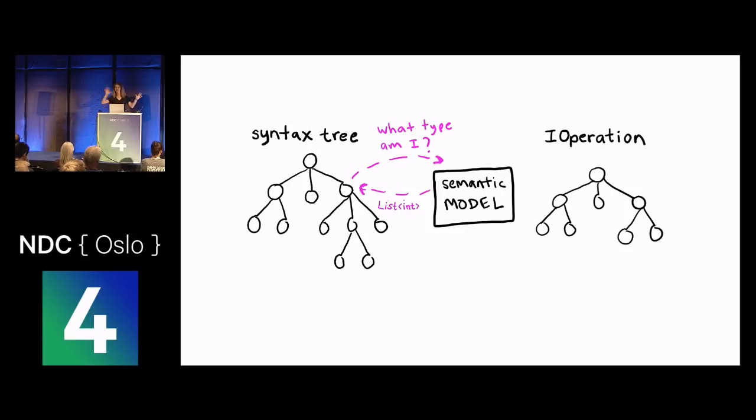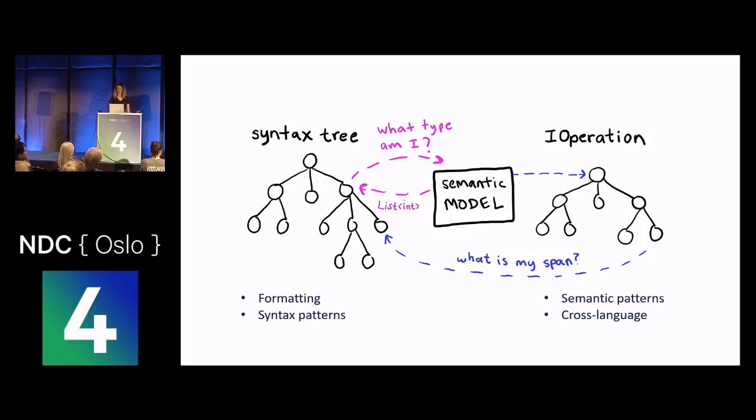How IOperation works in this entire model that we have set up is you get your operation from your Semantic Model, and then from your IOperation tree, if you need more nitty-gritty information, you can go back and ask questions to your syntax tree to get information like, what is my span or my location in this document? And then here are the reasons why you would use the different APIs. If you care about formatting or syntax patterns, you would use your syntax tree API. If you only care about semantic patterns, or if you need that cross-language support, then IOperation might be the thing for you.